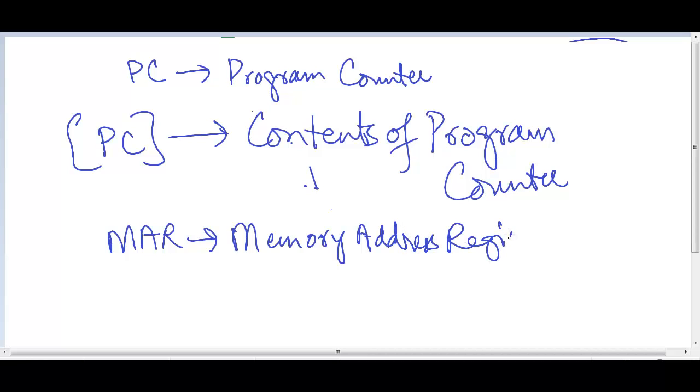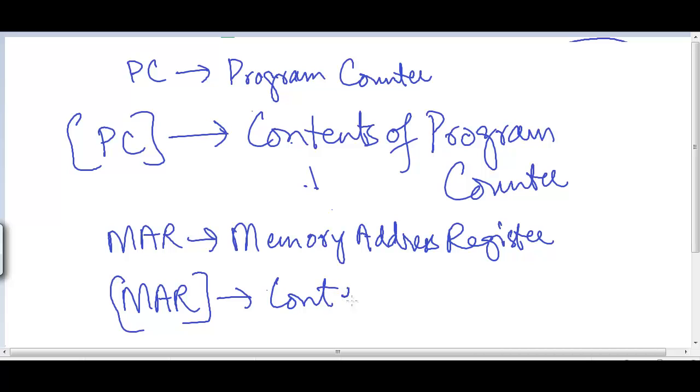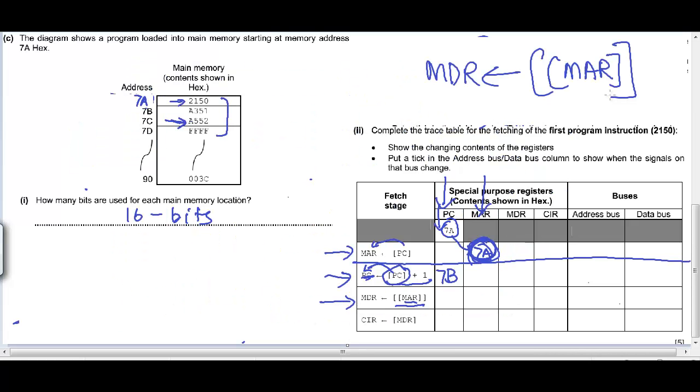But when we say MAR surrounded by square brackets, that means contents of memory address register. This means the value held inside MAR. To solve this, let's solve the inner bracket first, which basically says the contents of MAR. And what are the contents of MAR right now? The contents of MAR right now are 7A. So the answer to the inner bracket is 7A.